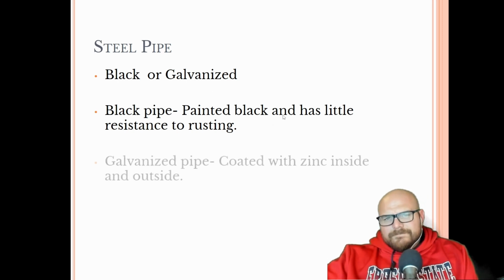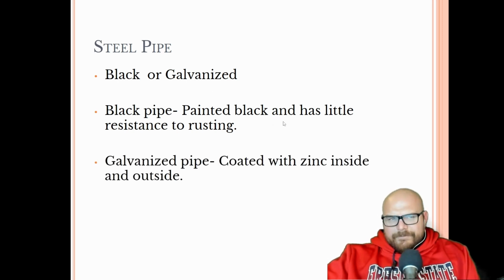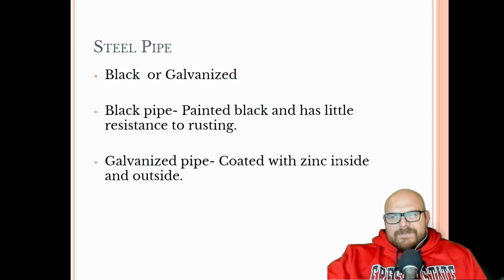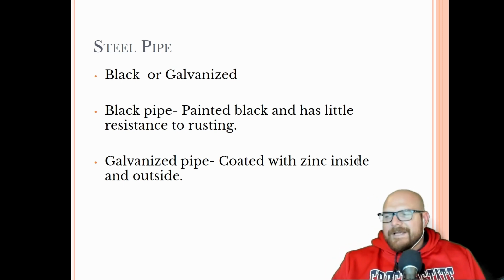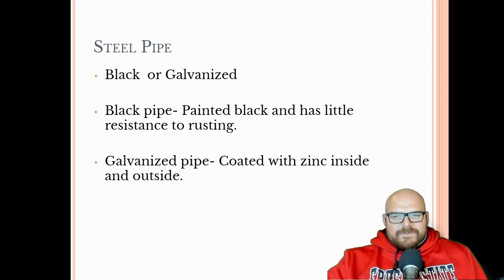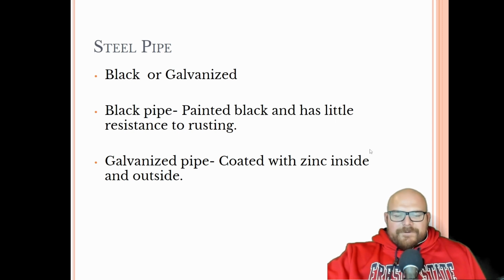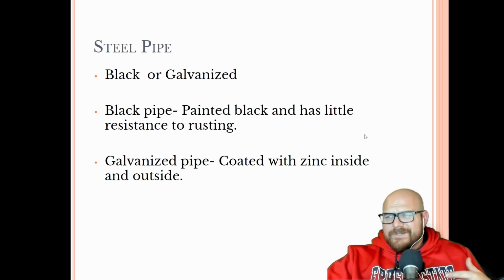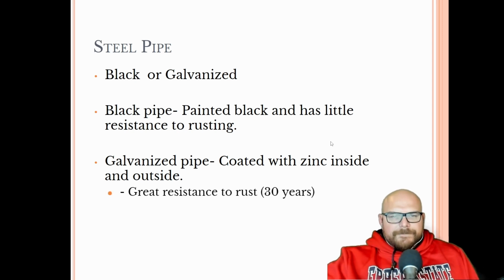So the black pipe is painted black, with little resistance to rusting. The galvanized pipe is coated with zinc on the inside and the outside of the pipe. In some instances, you may not be able to use galvanized pipe for various projects, and we might need to choose different types of pipe. But if we're doing things with animals or homes, it's not a big deal. And what we're doing is going to be a sprinkler project. We don't have any issues with that with our project here.